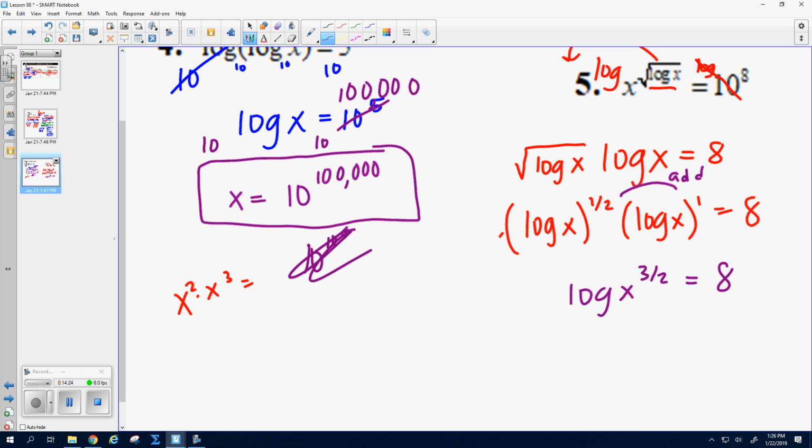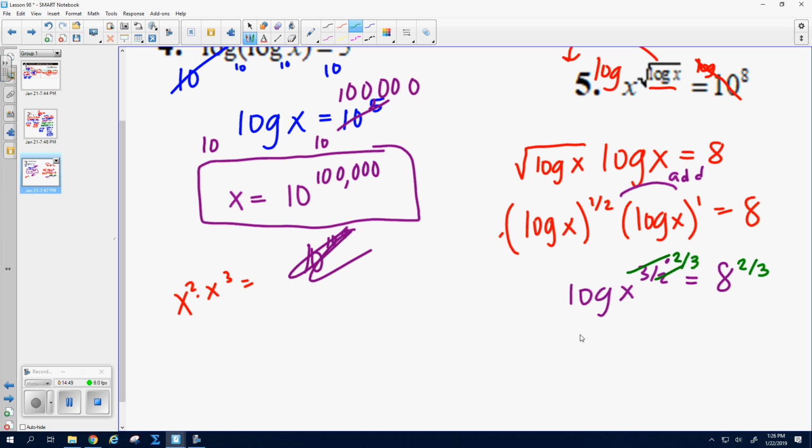So you are allowed to do that as long as your parentheses go around the entire log, right? Don't do it if that 1/2 is only to the x. But since it's around the whole thing, you can do that. And then you can actually multiply by the reciprocal in the exponent. So this is a 2/3 to get rid of the 3/2. And we do the same thing here. We take 8 to the 2/3.